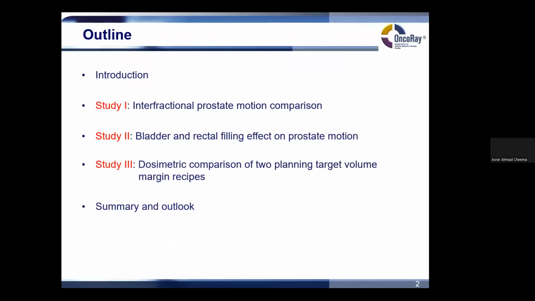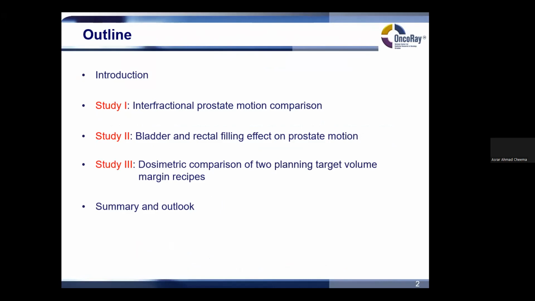In this presentation, I will briefly introduce prostate cancer, its radiotherapy, and the objective of my study. Then I will present three of the studies which I performed during my PhD thesis work.